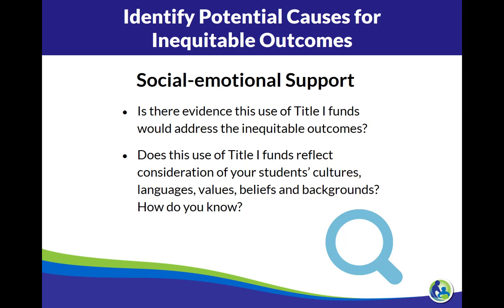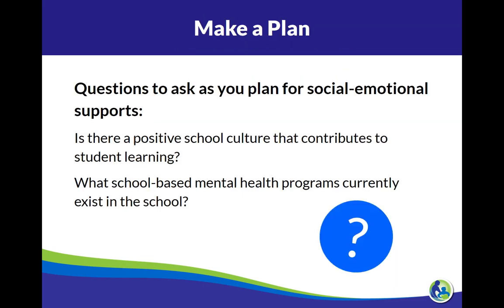Let's say you have identified a cause of inequitable outcomes due to a need for additional social-emotional supports and would like to use Title I funds to address this need. Make sure the option being considered is directly related to the causes identified for the inequitable outcomes. Consider the following questions. Is there evidence this use of funds would address the inequitable outcomes? Does this use of funds reflect considerations of your students' cultures, languages, values, beliefs, and backgrounds? How do you know?